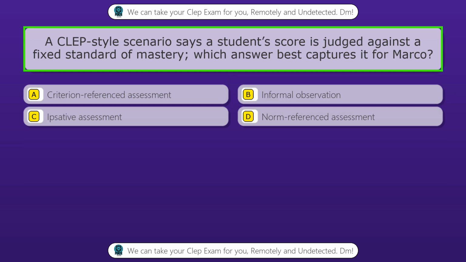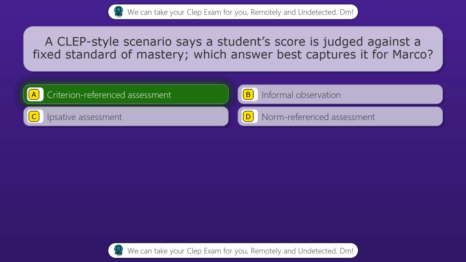A CLEP-style scenario says a student's score is judged against a fixed standard of mastery. Which answer best captures it for Marco? Option A, criterion referenced assessment. Option B, informal observation. Option C, ipsative assessment. Option D, norm referenced assessment. The correct answer is option A, criterion referenced assessment.